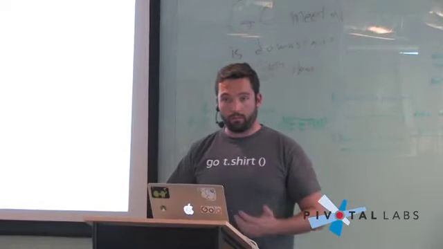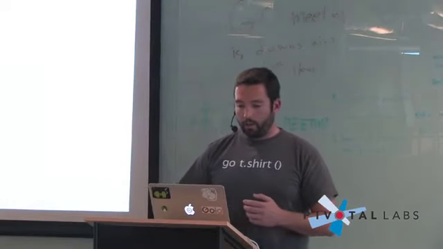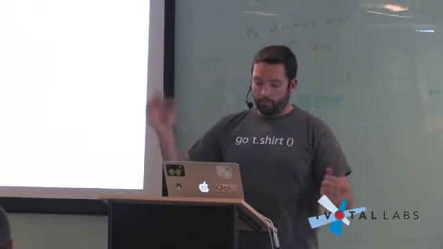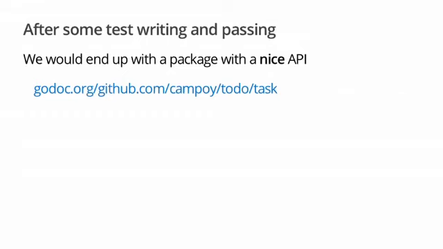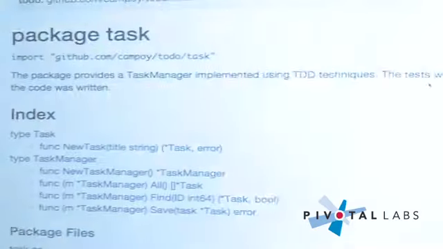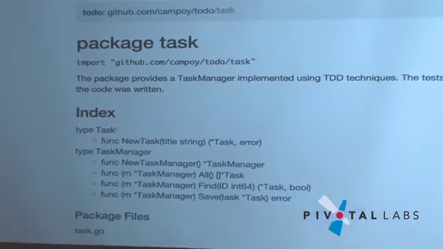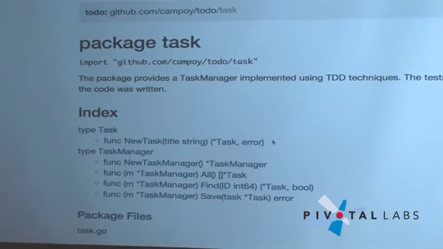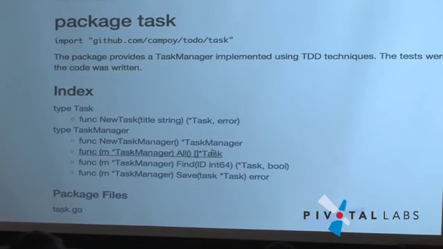And if we keep on doing this over and over, we end up having something that looks actually pretty nice. So I did that, and I put that into this package. With godoc.org, once you put something on GitHub or Google Code or whatever, you get a pretty nice documentation created for you automatically. So you get a task, and the method NewTask, which creates tasks, and then the task manager that has a NewTaskManager that is kind of like a constructor. And you can find all the tasks, find one task by its ID, or save one task.